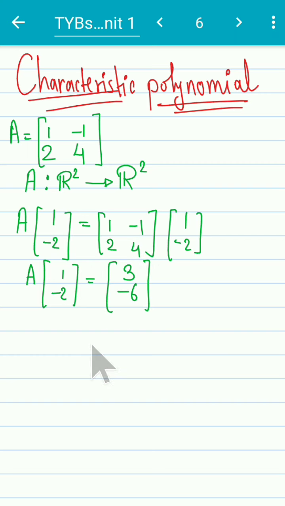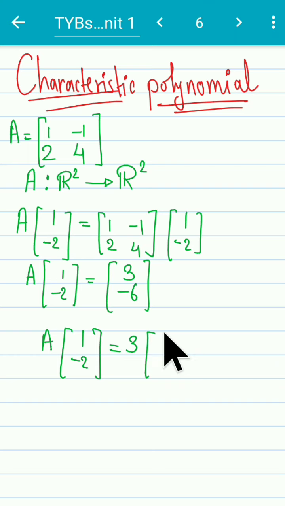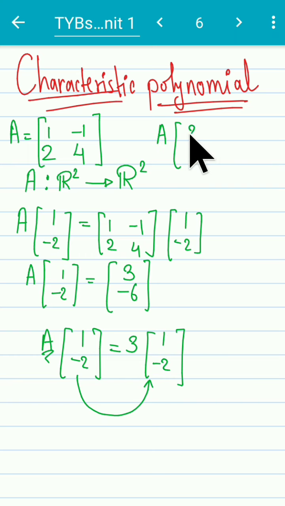Can you see something special in this case? Yes, you can see that my A of (1, -2) is getting mapped to 3 times (1, -2). Correct? So what did A do? A just sent this element to a scalar multiple of it. Correct? It just multiplied that by 3. Does it mean A will send every element to 3 times of it? Means if I consider A of any (2, 3), will it be 3 times (2, 3)? The answer is no. You can check this, right?